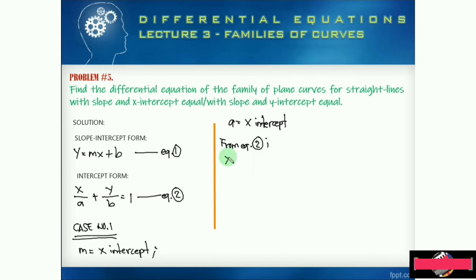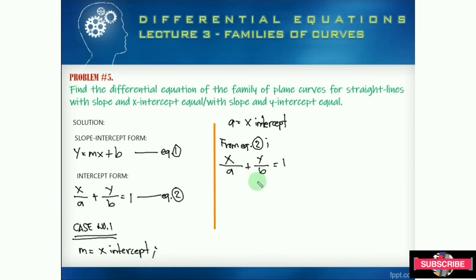so we will have x over a plus y over b is equal to 1. We are after this b so that we can eliminate this b and arrive at the differential equation. So that is why we are using first this equation 2, and we are going to get the value of this b in terms of x, y, and a, and then afterwards we will substitute the b here in equation 1 to get our differential equation.